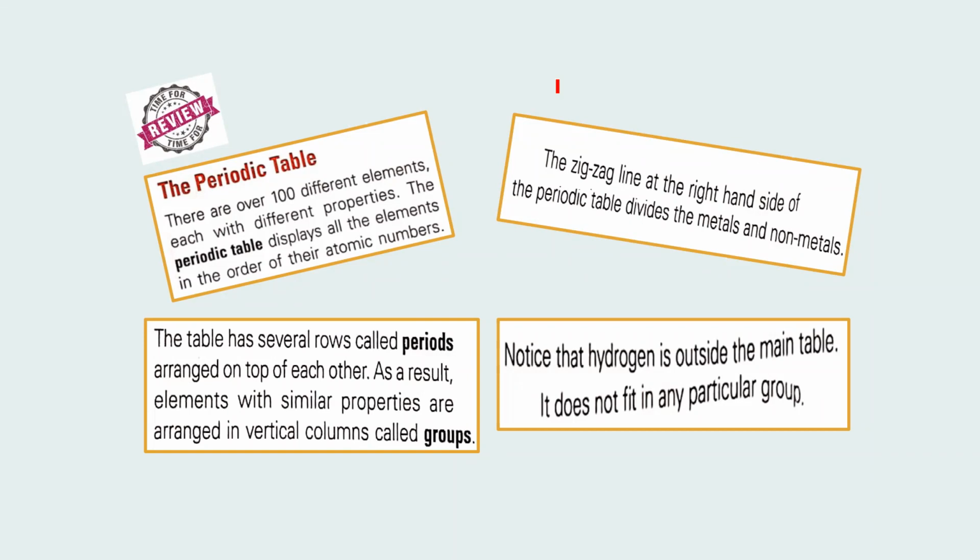The table has several rows, called periods, arranged on top of each other. As a result, elements with similar properties are arranged in vertical columns, and these are called groups. Hydrogen is outside the main table. Why is it so? Because it does not fit in any particular group. Okay, so this is all about today's lecture.